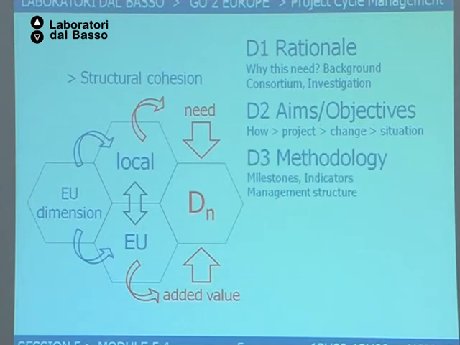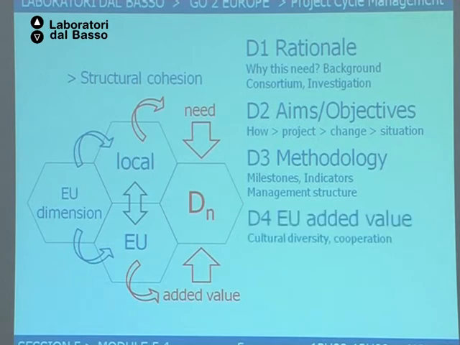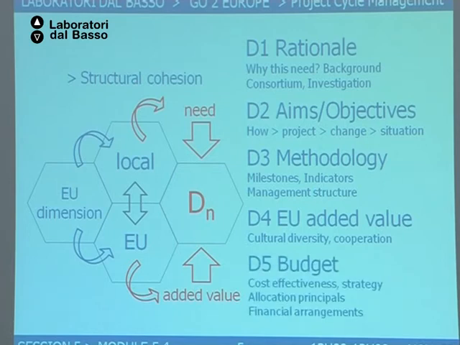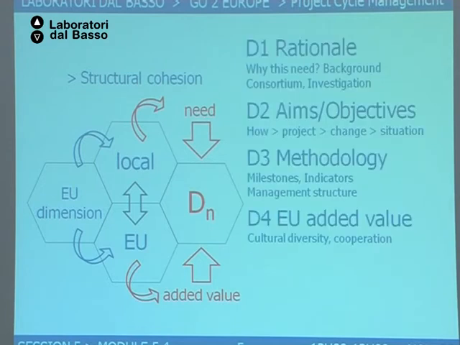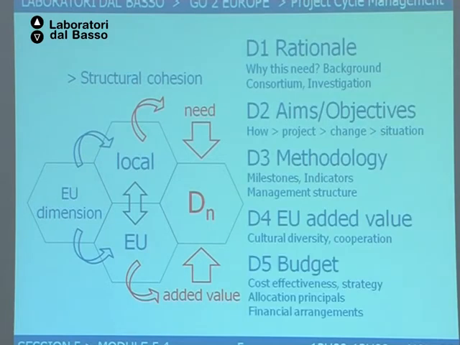Methodology, milestone, indicator, management structure, D4, European added value, D5, budget, cost effectiveness, strategy, allocation, principle. At this point, D5 may be something that is a work in progress. You like this word, you use this word very much, me too: work in progress. Do you have this done? It's a work in progress, okay. So you have all this, right? At that point, all makes sense.